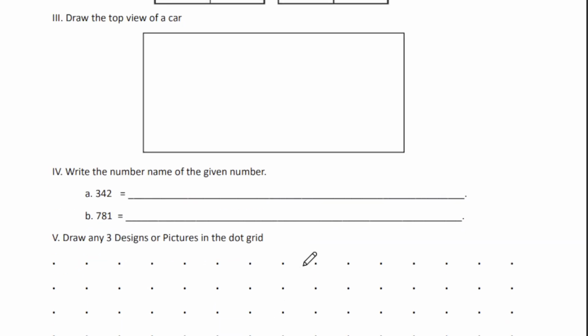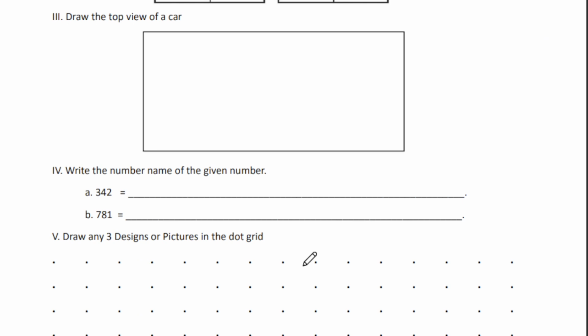Next, draw a top view of a car. So you have to draw a top view of the car. Okay, we take a black one. I'm going to draw a top view of the car. So let me draw lines first. Again, students, while you are doing it, always use pencil, and scale.